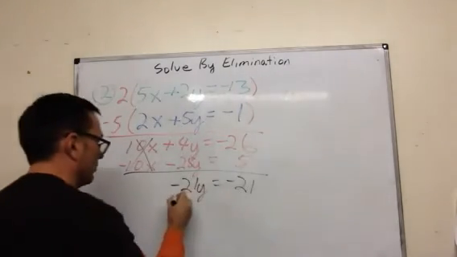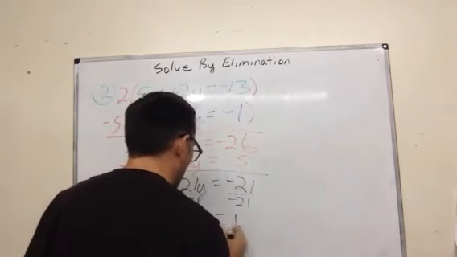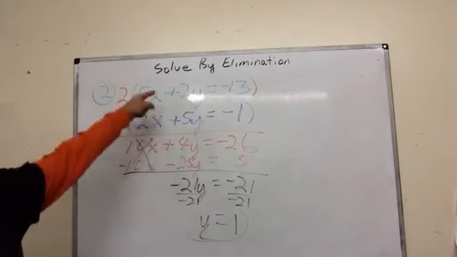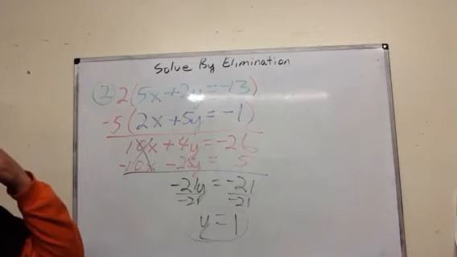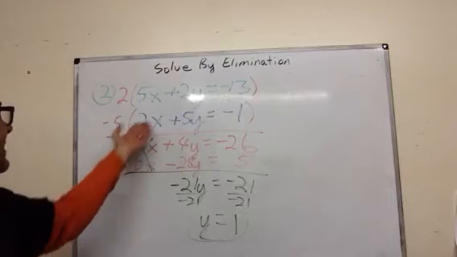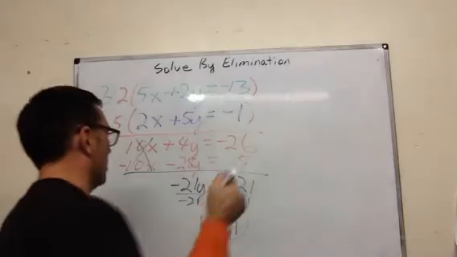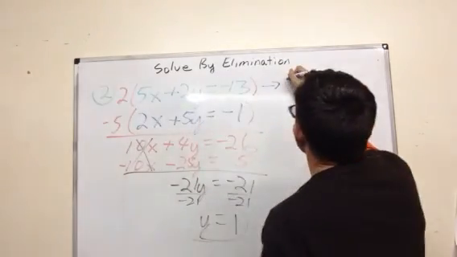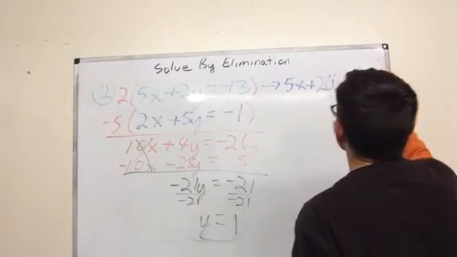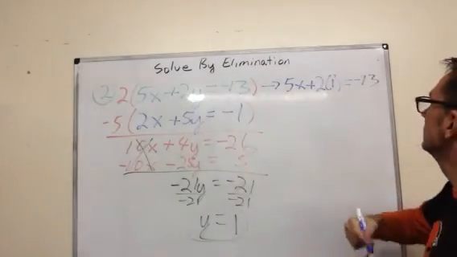Step 3, divide by negative 21. And we have one of the prettiest answers in math. Y equals 1. So now I'm going to pick one of these equations to solve. Either equation. I'll pick the top equation. A lot of people always choose the top one. So I'll choose the top one. So 5x plus 2 times 1 equals negative 13. I'm just plugging the 1 in for the y value here.